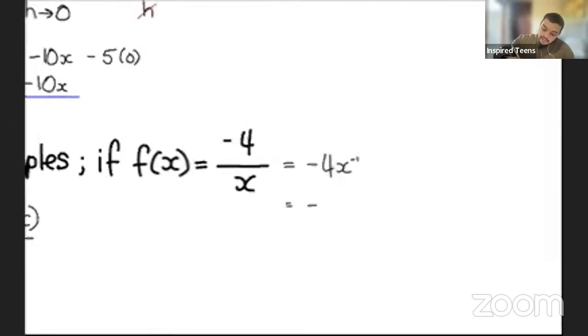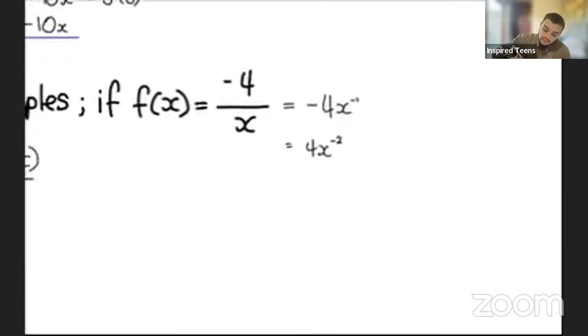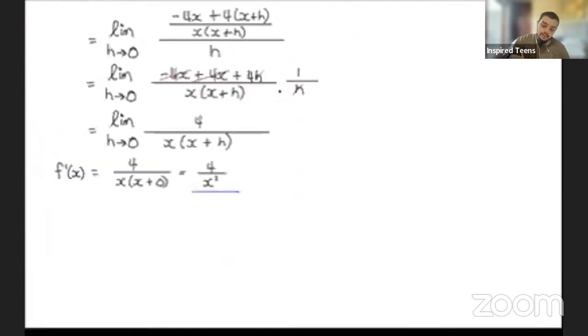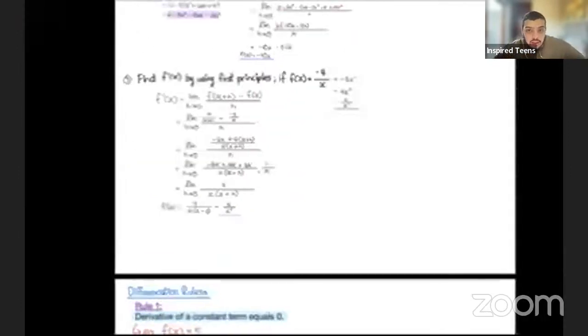So this becomes positive 4, because negative 1 times negative 4 is positive 4, x to the power of negative 2, because it's negative 1 minus 1. If they want us to write it with positive exponents, we can take this to the bottom again, and it becomes positive 2. So 4 over x squared. Here we get 4 over x squared when we derive this way, and here we get 4 over x squared when we derive using first principles. So we know for sure our answer is correct.